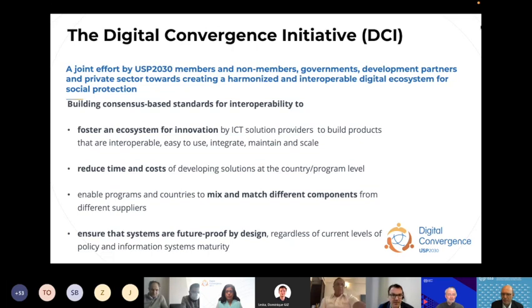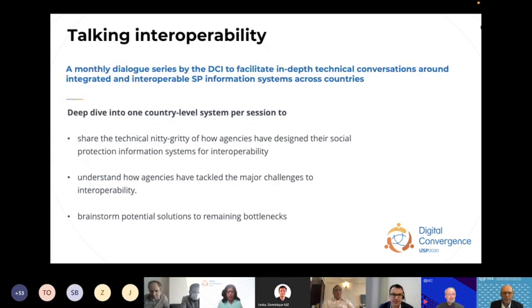And with that, it helps ensure that systems are future-proof by design, regardless of where the system currently stands. When future development adheres to these standards, we can more easily pick up the latest developments from other places, and really have a very solid backbone for our social protection systems. So this dialogue series here is meant to be a monthly dialogue series, and it is intended to help facilitate in-depth technical conversations.